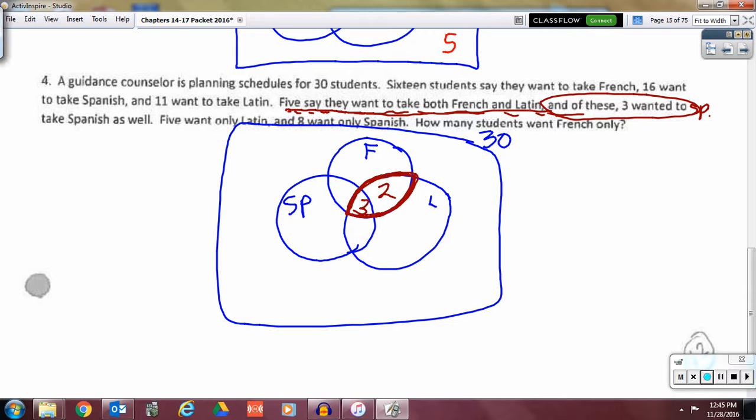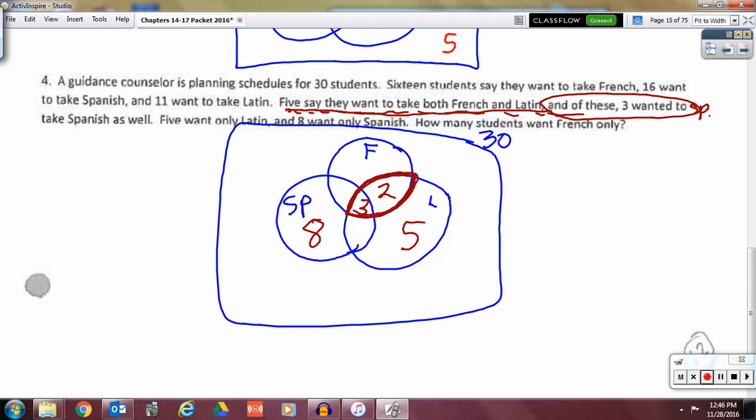Okay, 2. All right. Then I'm going to look and see, do I have any that are like 2 items? No. Okay, so what do you think I could do next? Yeah, I think the onlys had to come next. So 5 Latin only, 8 Spanish only. Okay, good.